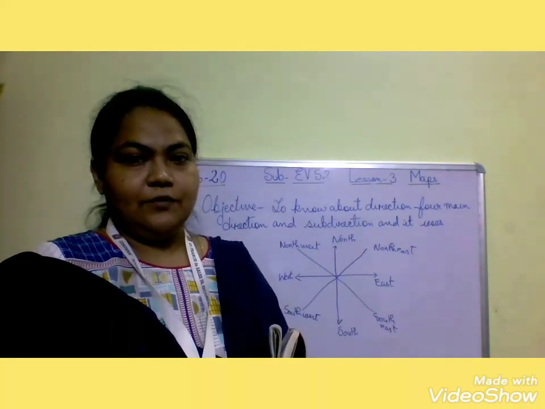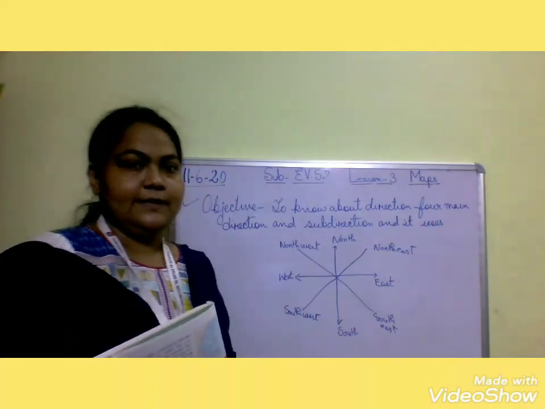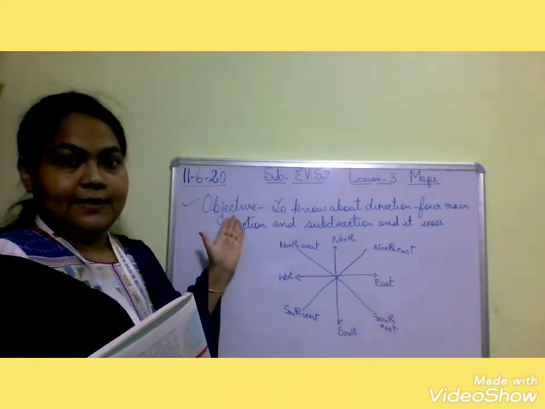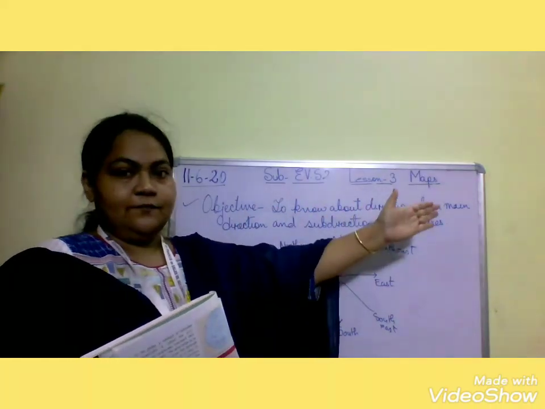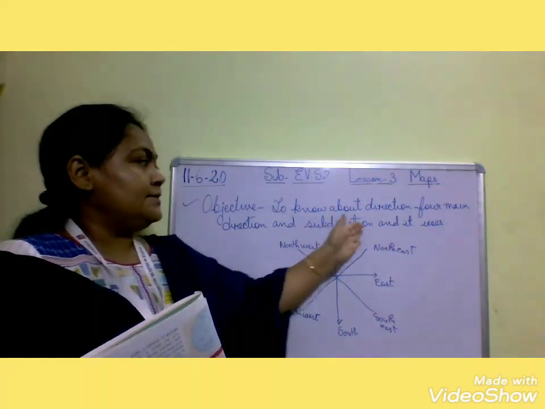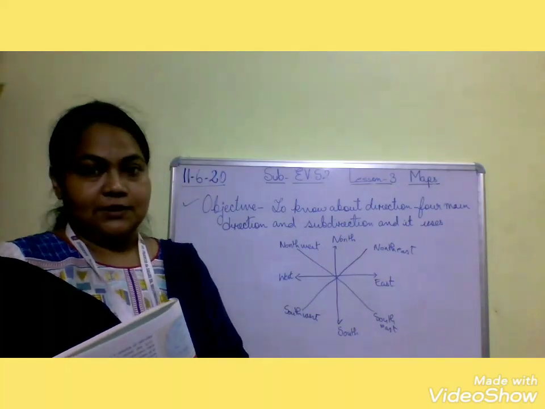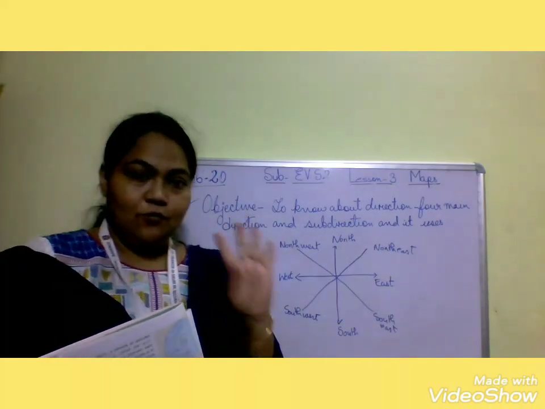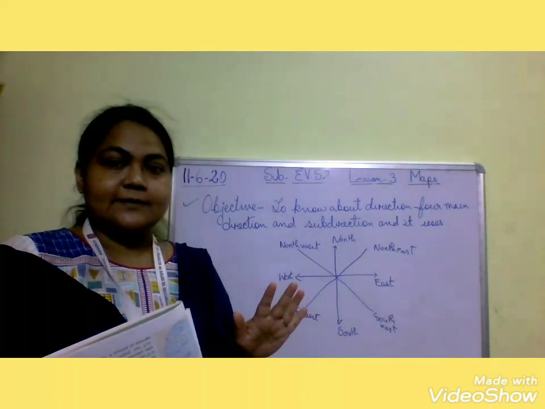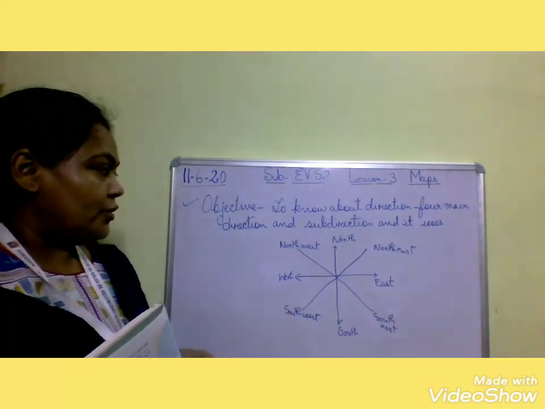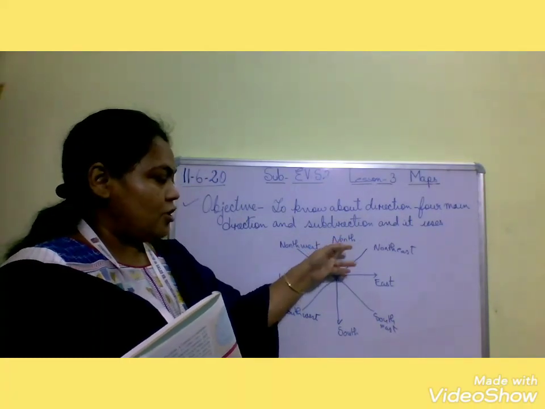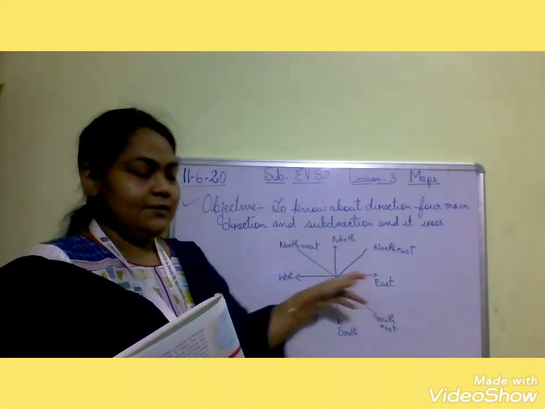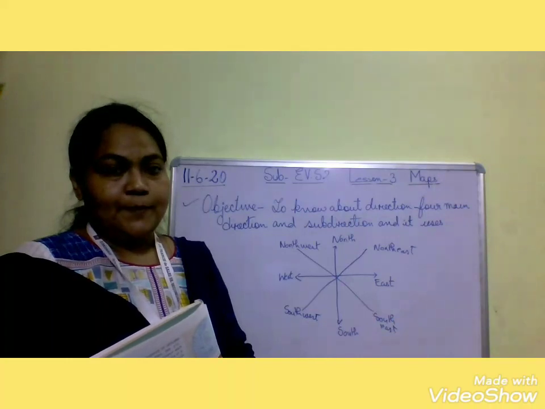Okay children, now we are going to start with today's topic, that is direction. The objective is to know about directions, four main directions and sub-directions and their uses. Today we are going to learn about the four main directions, sub-directions and their uses. So here I have drawn the directions, children. First, north, south, east, west. These are the four main directions.